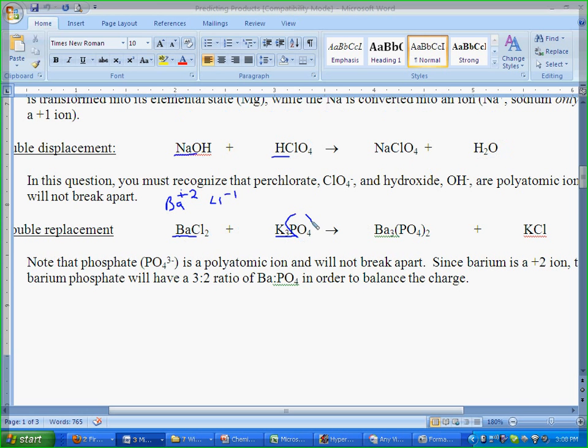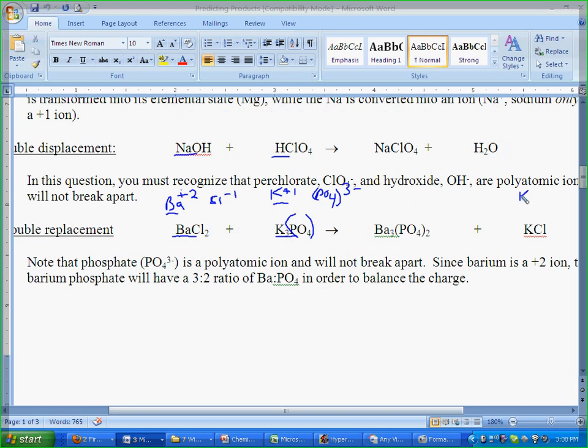So we have Ba plus 2 and Cl minus 1. In this one, we have K plus 1, and we have PO4, 3 minus. So we do our crisscross here. Well, actually, before we do the crisscross, we need to switch our cations. So I'll write it above here because that's how they did it. We have K plus and Cl minus.